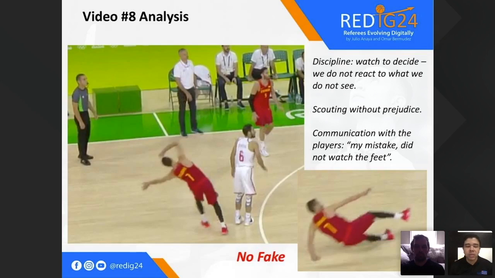So these are 3 key points that we want to bring up and say he's not faking. He's going to the floor. He might have been trying to call the attention of the referee, but because something happened, not because he wants to cheat or something like that.